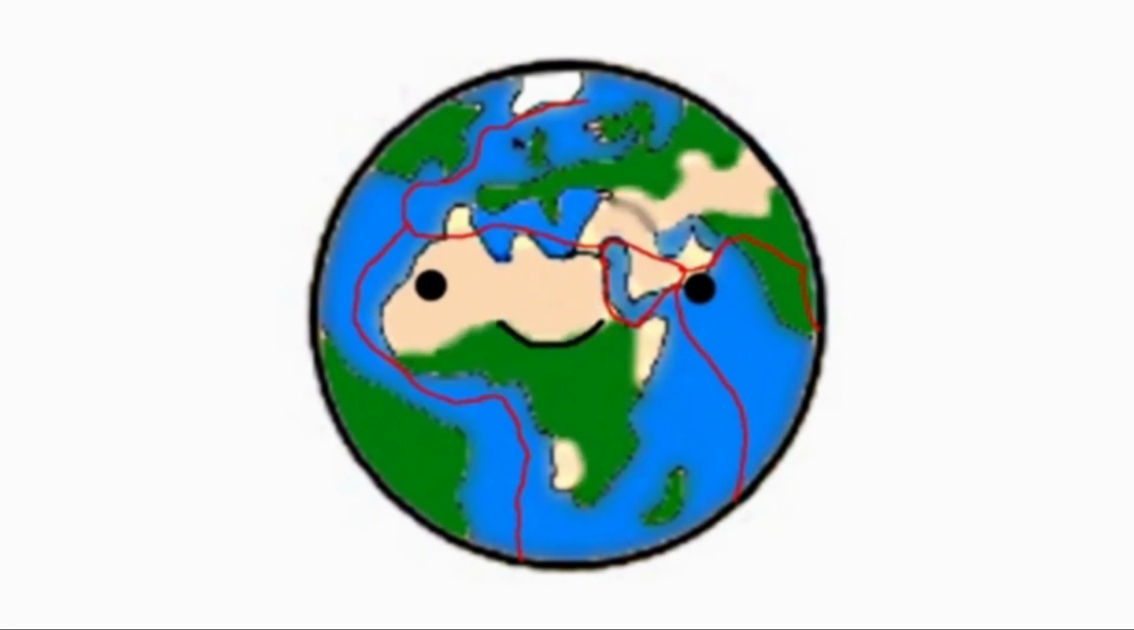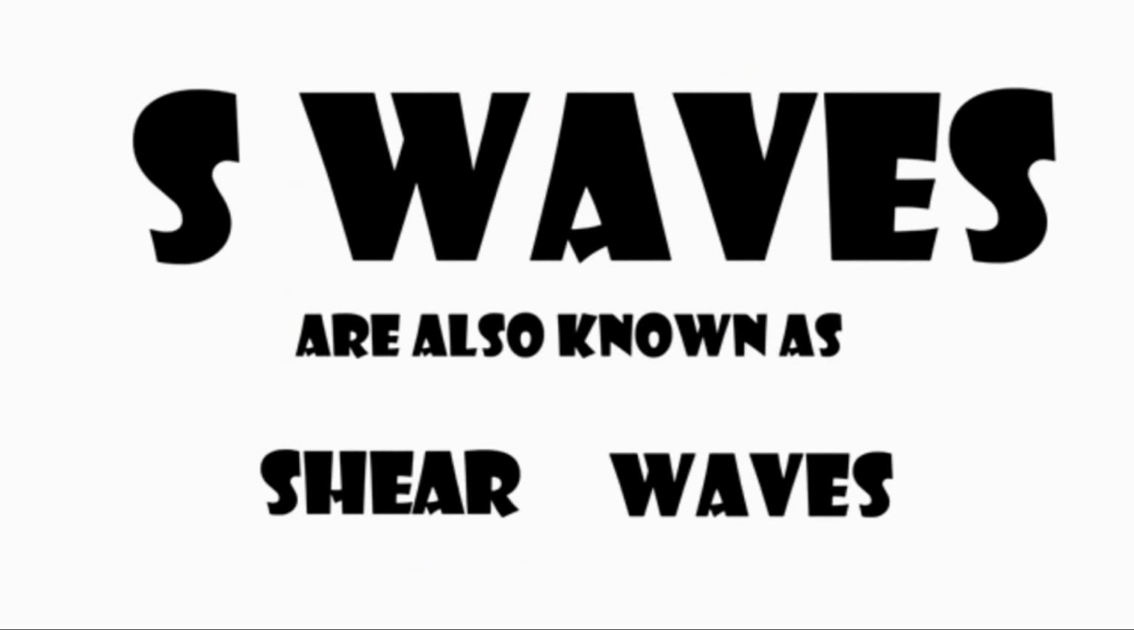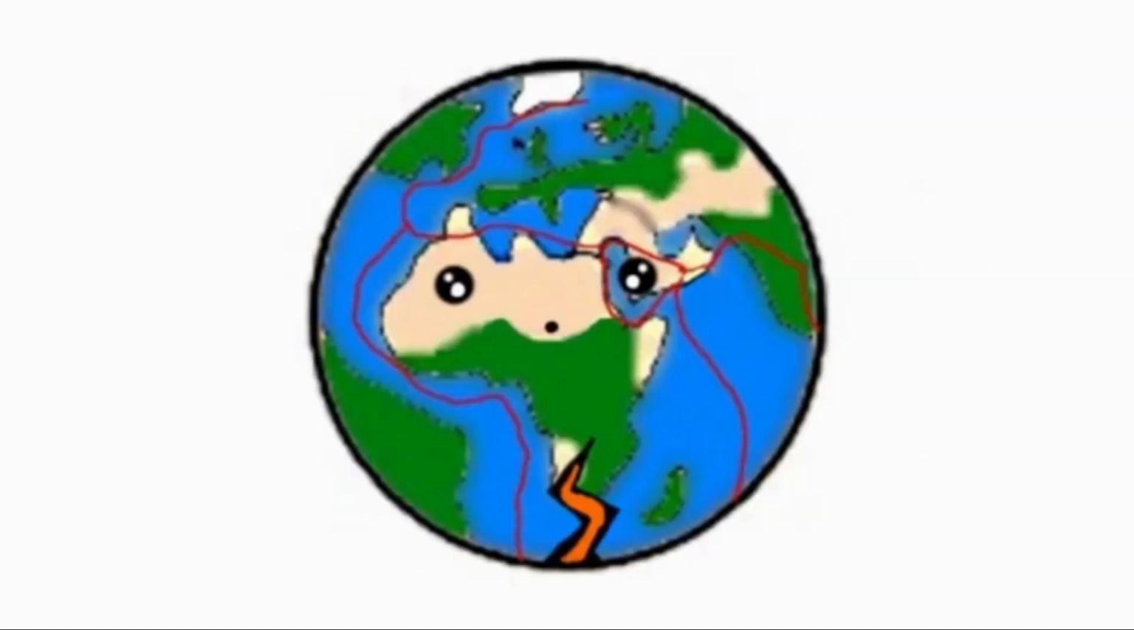P and S waves have yet another name. P waves are also known as compression waves, and S waves can also be called shear waves. Why is this useful? Well, I always knew what was going on inside, and humans knew about volcanoes, but had no way of knowing how much of me was liquid.